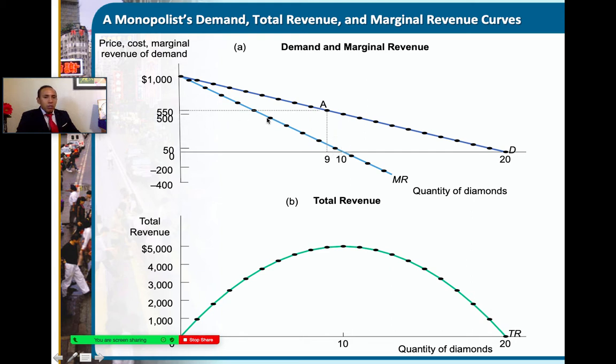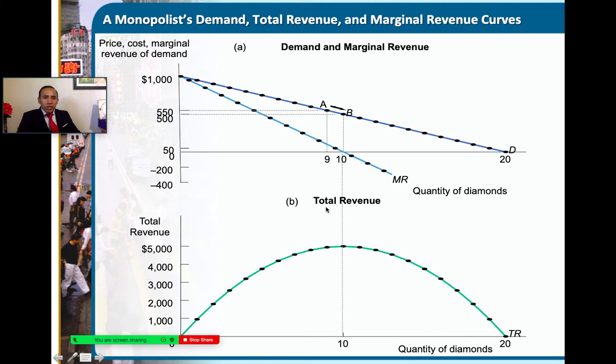But every time you lower the price, your marginal revenue per unit is going to decline. So we can lower the price from $550 to $500. Only lower the price from $550 to $500. So we go from point A, which is 9 units, to point B, which is 10 units at a lower price. If in doing so you look at the total revenue, at 10 units we maximize total revenue here.